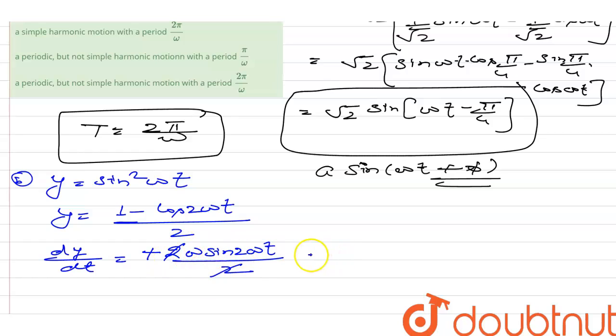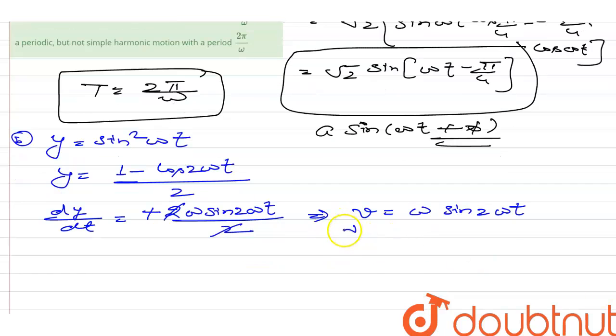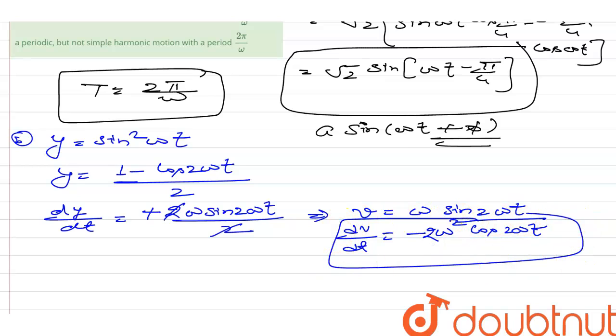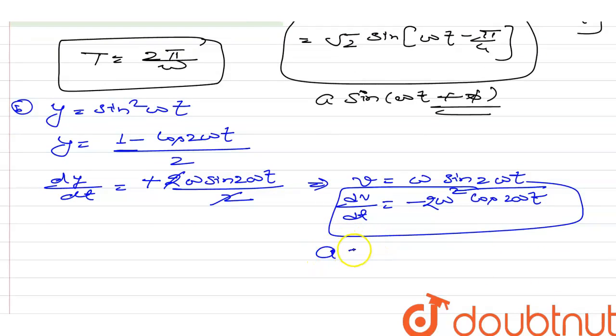So 2 and 2 are cancelled out. This is the equation of velocity. So velocity will be omega sin 2 omega t. After that, differentiating again with respect to time, dv over dt will be omega square into 2 cos 2 omega t. And dv over dt is known as acceleration. So that will become 2 omega square cos 2 omega t.